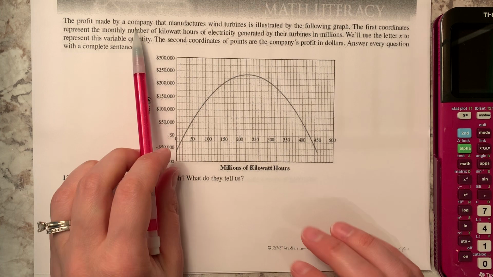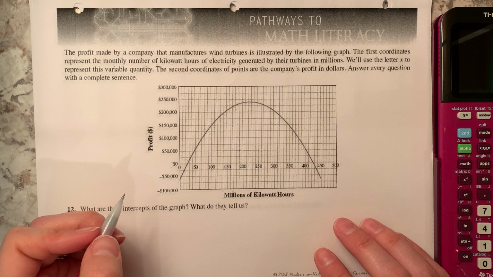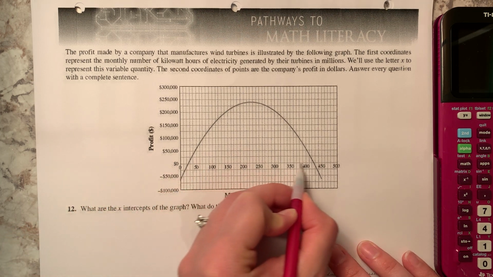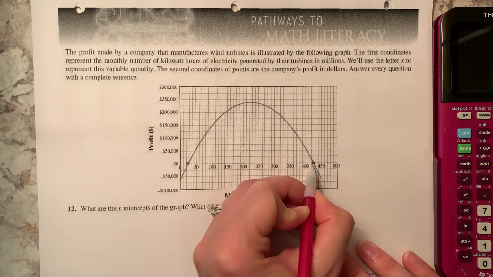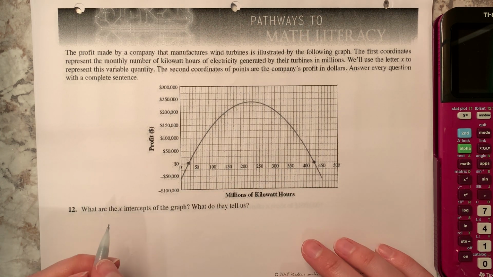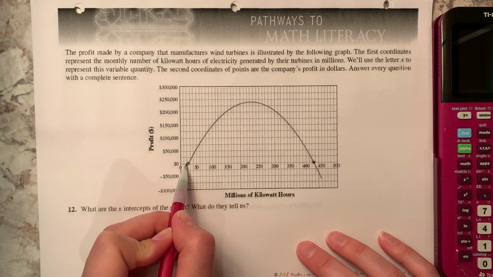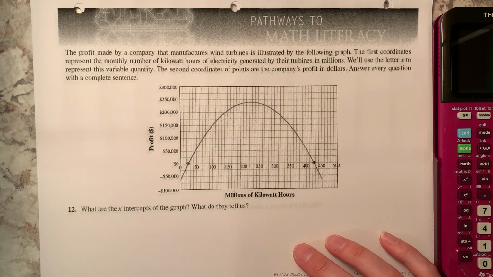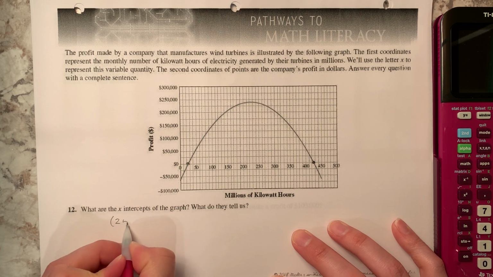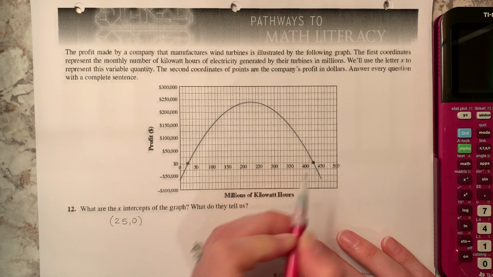Same directions at the top, so we don't have to reread that. What are the x-intercepts of the graph? Well, the x-intercept is where we cross the x-axis this time, not the y-axis. So I'm about here and about here. Again, it's estimating. It's kind of hard to tell. I think they're going by tens here, so this would be 10, 20, 30. So it's about right in the middle of 20 and 30. I'm going to estimate 25, 0. And then the other one, I believe this is 400, so 410, 420, maybe about 425.